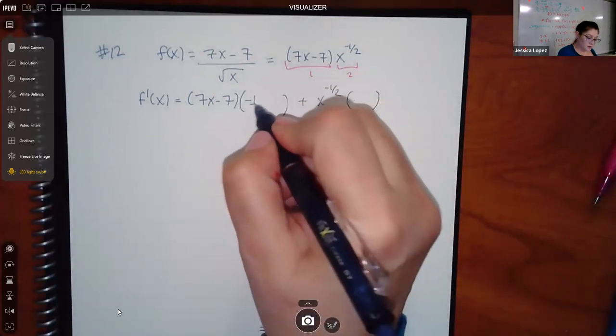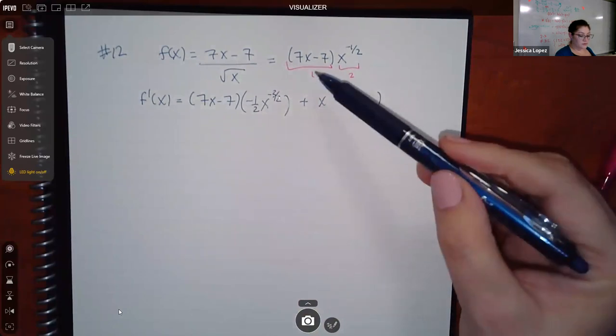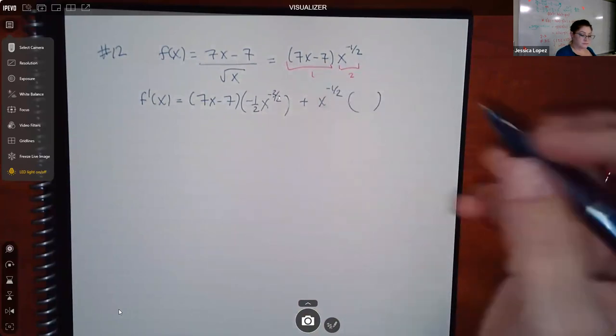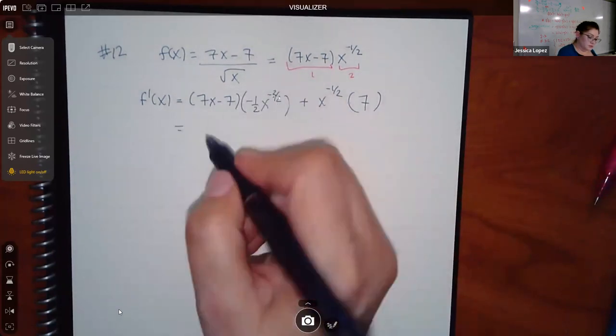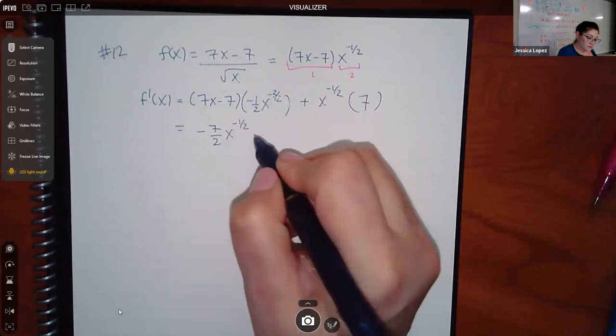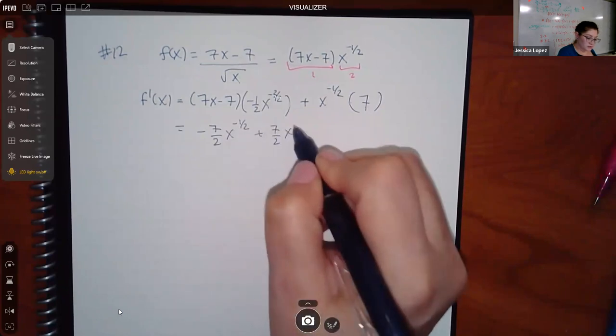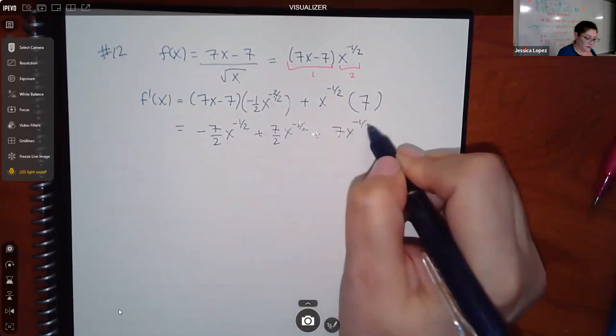Yes, -1/2 x to the power -3/2. And then what's the derivative of the first guy? 7. And so then here we have to distribute. So you get -7/2 x to the -1/2 plus 7/2 x to the -3/2 plus 7x to the -1/2.